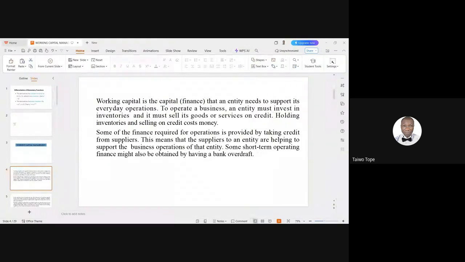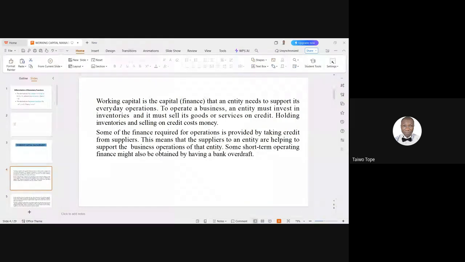1:1. So it means that I should have sufficient current assets that can offset my current liability at a particular point in time. So that is based on the working capital ratio. Now, let me go back to the main business of today. The concept of working capital management.